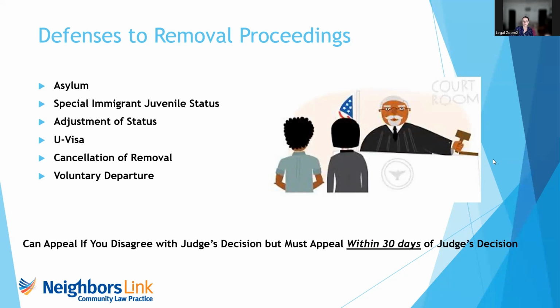Here are some common defenses to removal proceedings: asylum, special immigrant juvenile status, adjustment of status, meaning obtaining a green card, a U visa if you've been the victim of a certain type of crime in the United States, cancellation of removal, or voluntary departure. If the judge does not grant your case, you can appeal if you disagree, but that must be done within 30 days of the judge's decision.